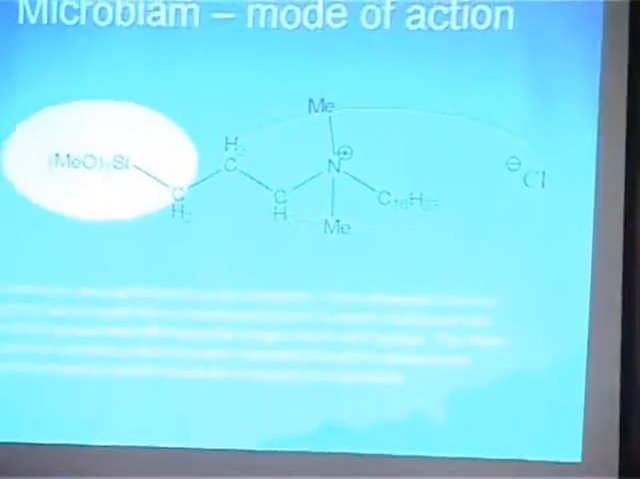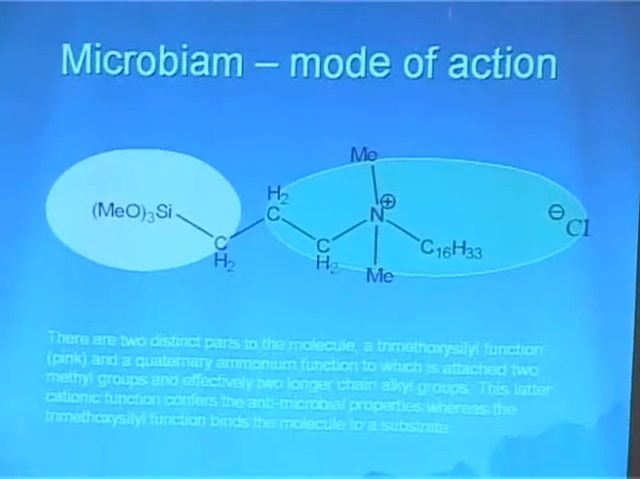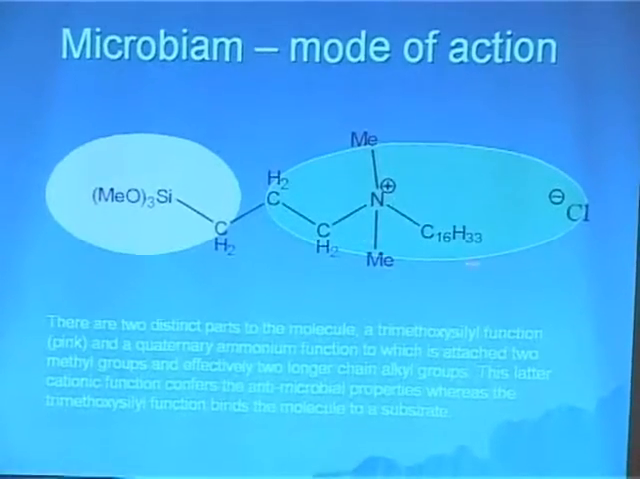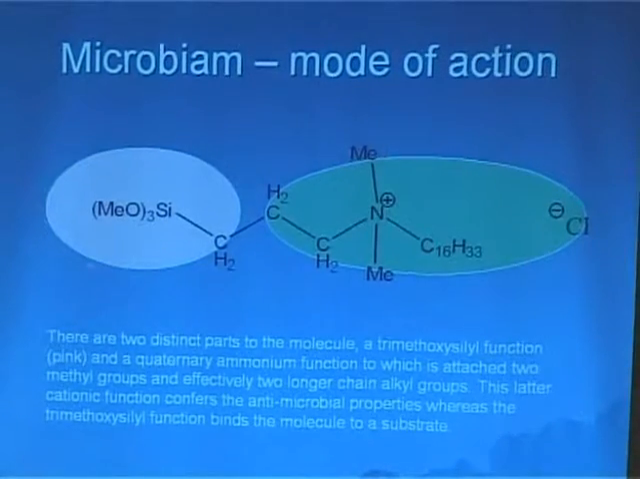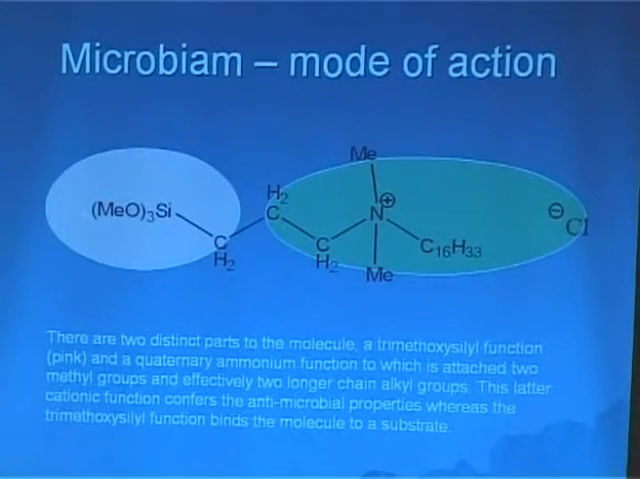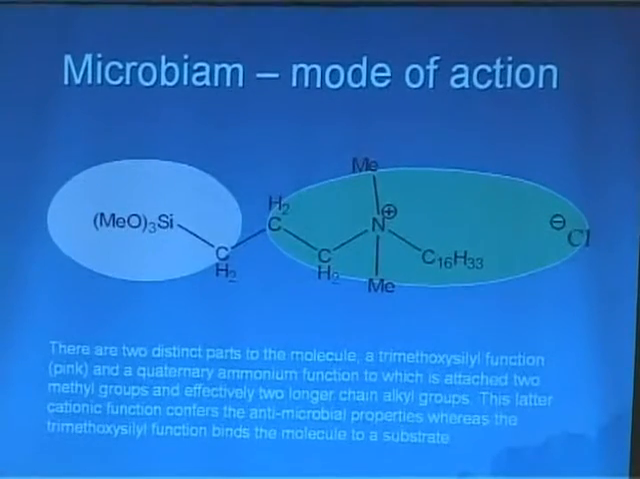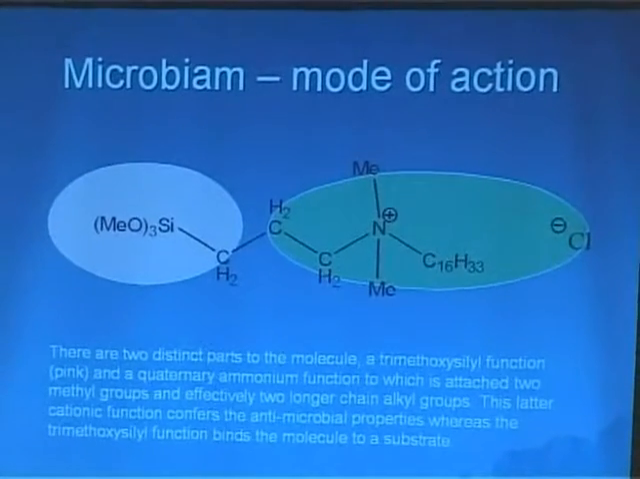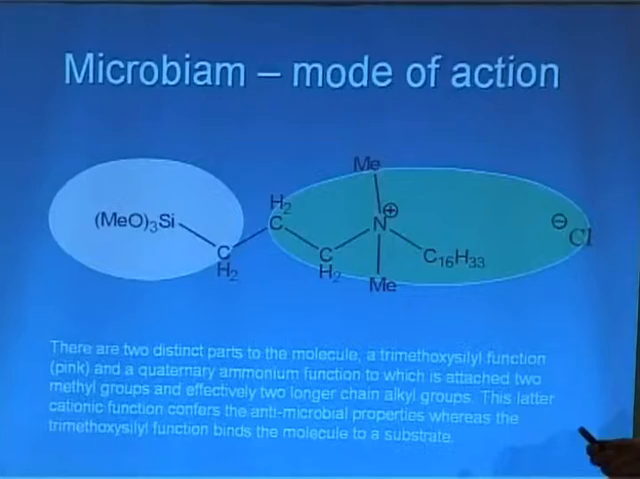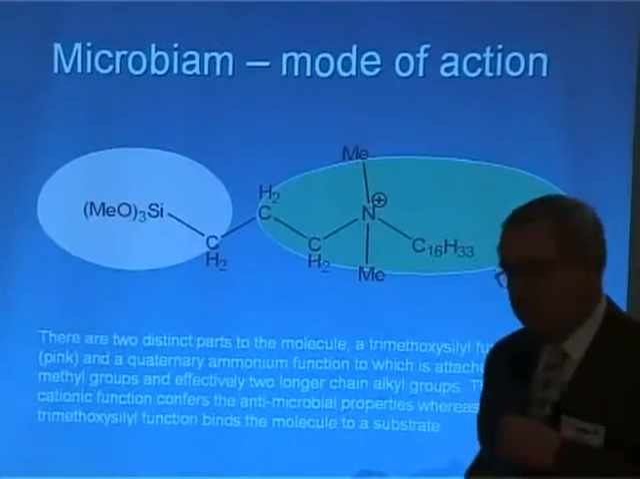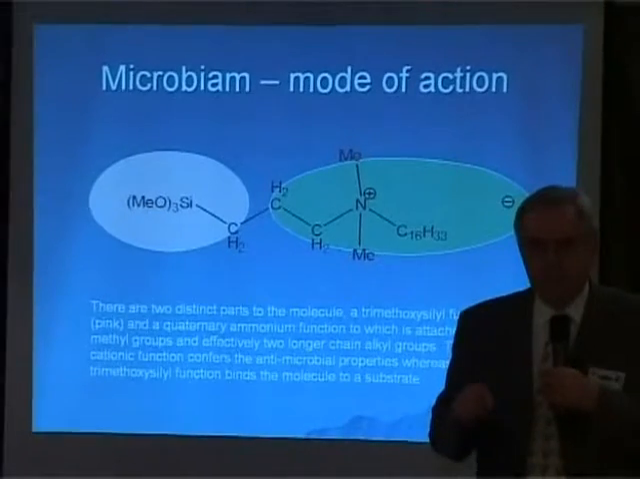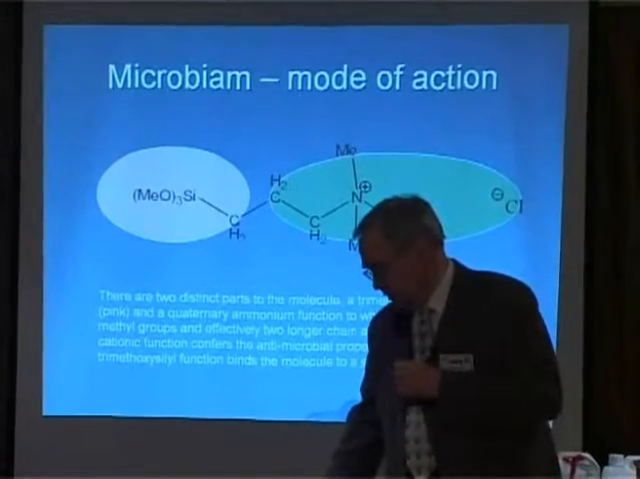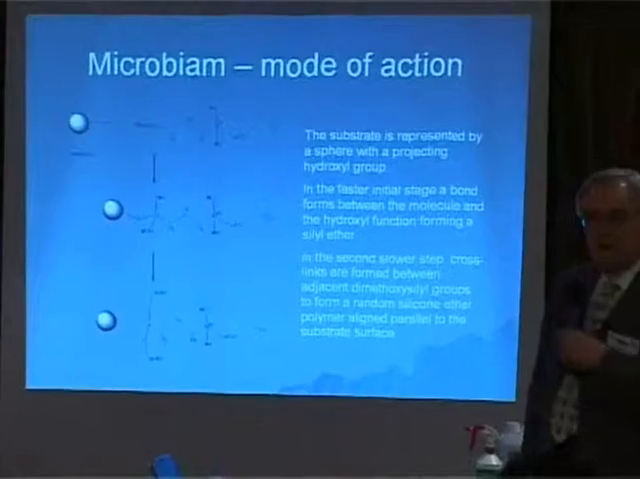The important thing is it's in 2 bits. This molecule has 2 moieties. The quaternary moiety that I've been talking about for the last few minutes, but also this bit, this trimethoxysilyl group. This is the difference. This is the reason why microbiome is unique, and it's the power of the microbiome. Not to kill, but to bind to a surface. It's this group that links the quaternary onto any surface.